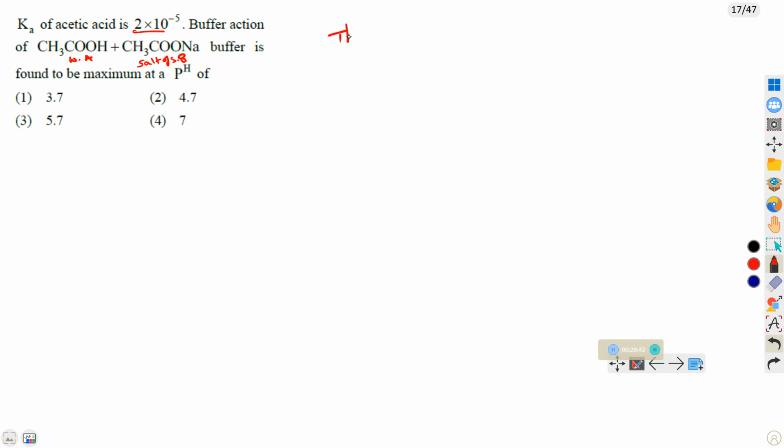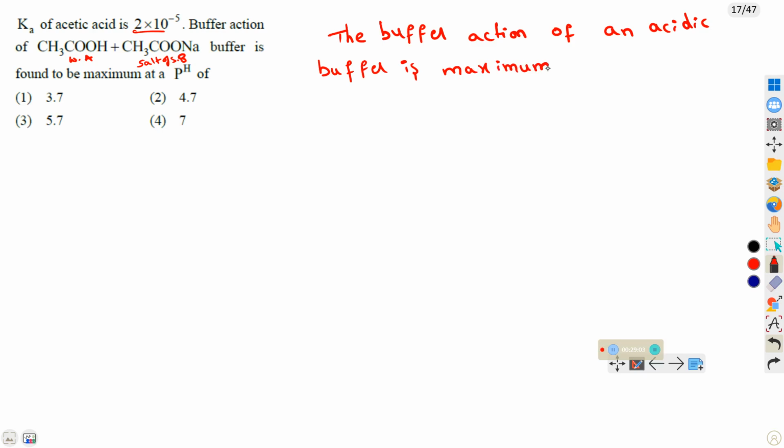Remember one point, the buffer action of an acidic buffer. Given buffer is an acidic buffer. Acidic buffer is maximum when the concentration of acid is equal to the concentration of the salt.